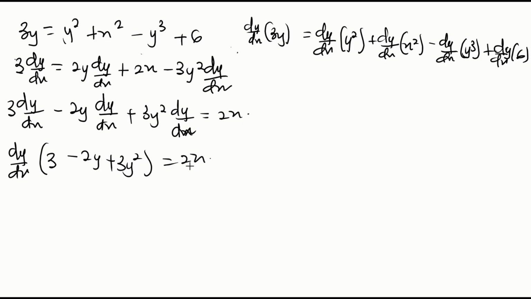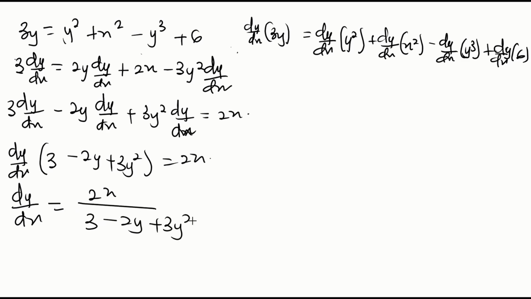Now that this is equal to 2x, I can make dy dx the subject, and dy dx is going to be equal to 2x all over 3 minus 2y plus my 3y squared.